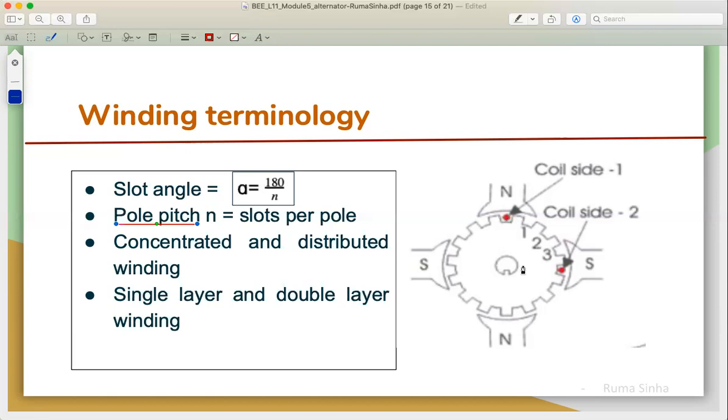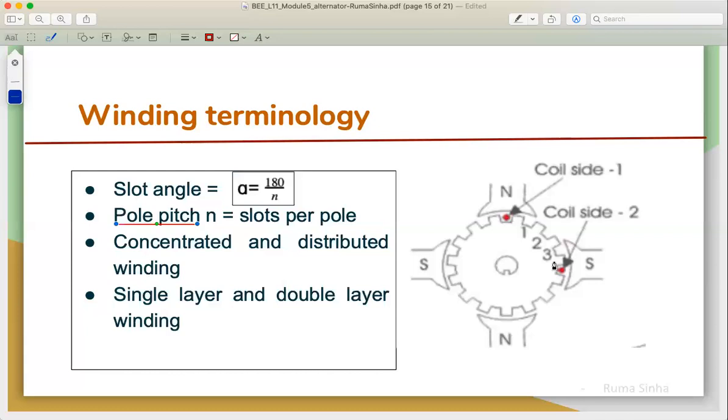Now, a few more terms: concentrated and distributed winding. What do we mean by this? This is basically about whether the winding, armature winding or the field winding, whatever we talk about, is placed in one slot or distributed in all the slots. It's always distributed in all the slots, right? So when we talk about the armature winding, in the inner periphery of the stator, we have multiple slots made, and in all the slots there are a few conductors placed, and they are all connected together to form the 3-phase star connected winding.